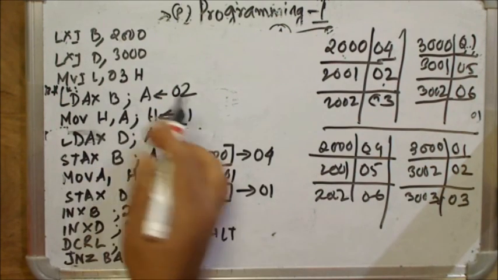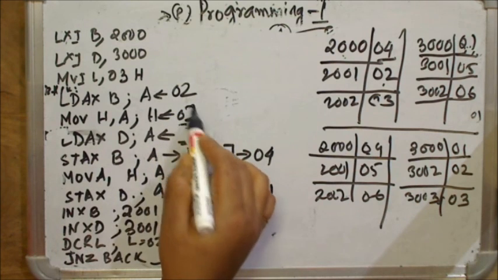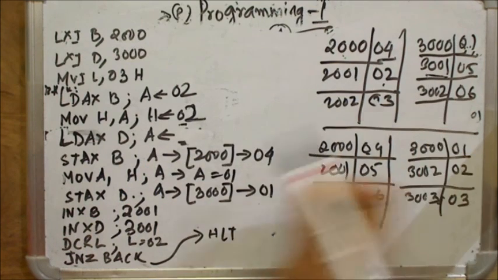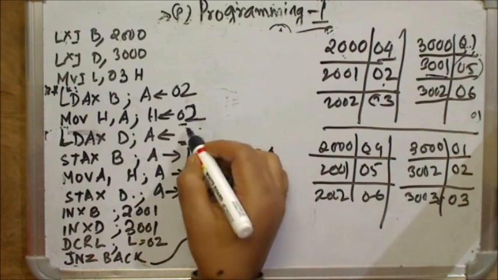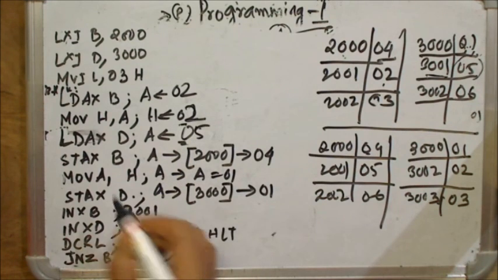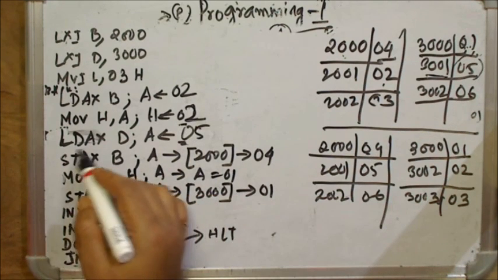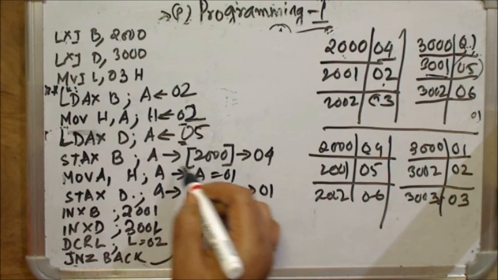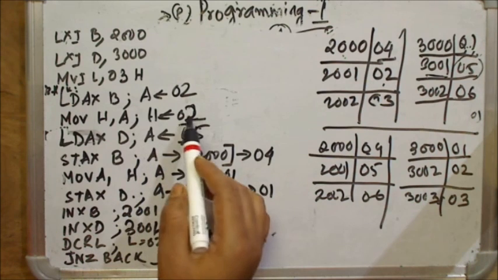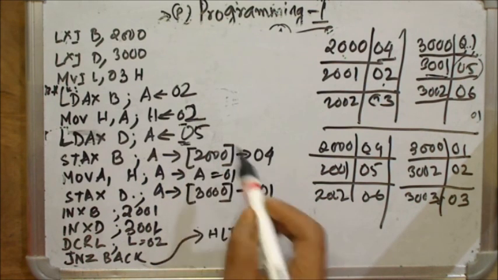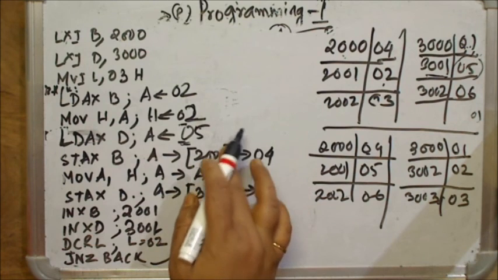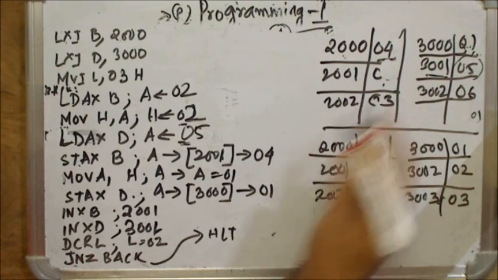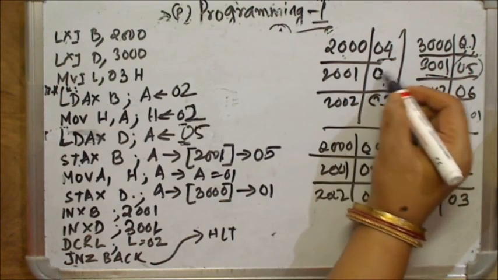Move H comma A. So the data of A will move to H. Then LDAX D. A will be loaded with the data pointed by DE pair. What is the data pointed by DE pair? 05. Because DE pair is now 3001. Then STAX B. The data of accumulator will be stored into the location pointed by BC pair. What is the data in A? 05. Okay, so it will be stored in the location pointed by BC pair, that is 2001. So 2001 will get the data 05.